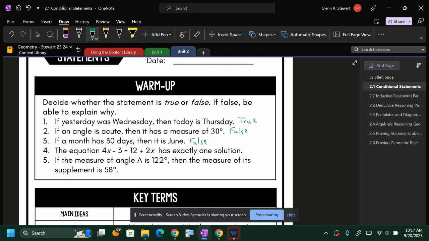The equation written has exactly one solution. That is true. And if the measure of an angle is 122, then the measure of its supplement is 58. It's also true because it equals 180 degrees.